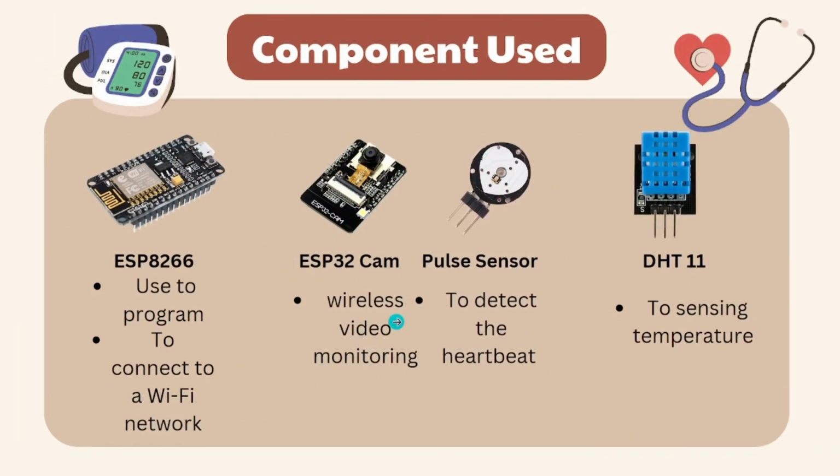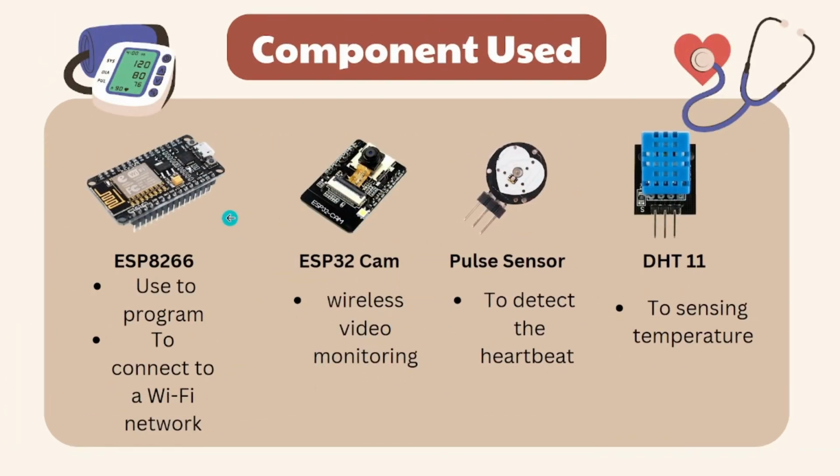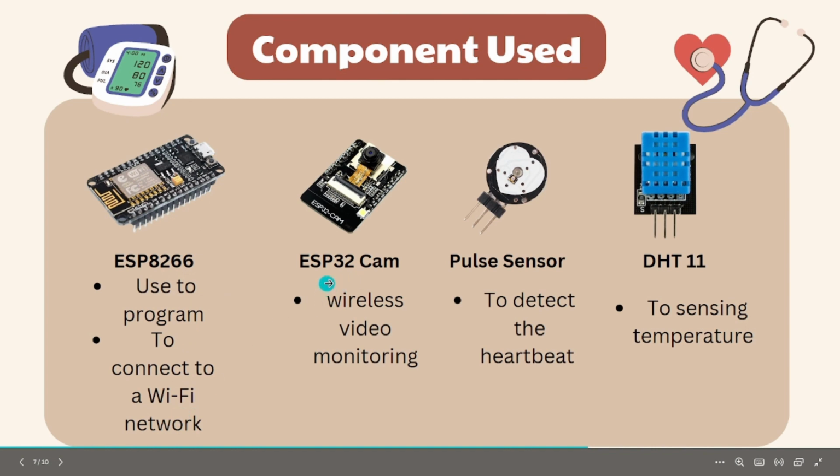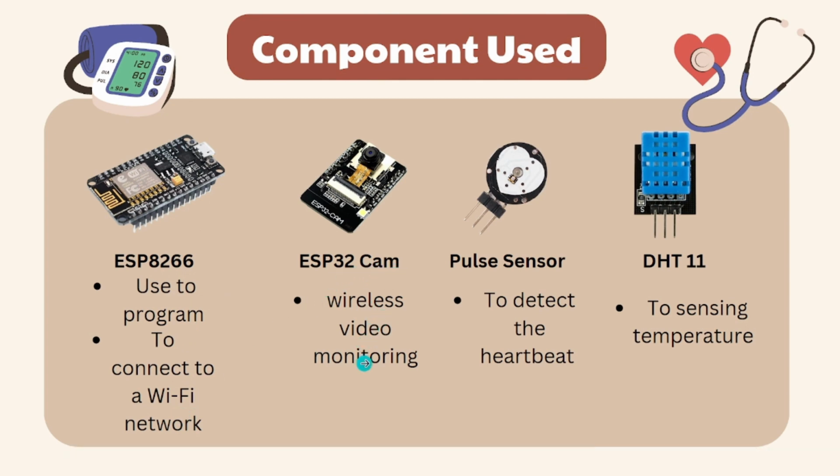Components used. We use four different components as the main components. First will be the ESP8266, used to program and to connect to the Wi-Fi network. Next will be the ESP32-CAM. It's a wireless video monitoring device. Next will be the pulse sensor to detect the heartbeat. And the last component is the DHT11 to sense the temperature.